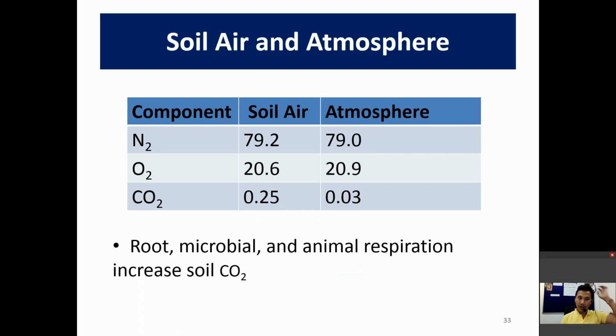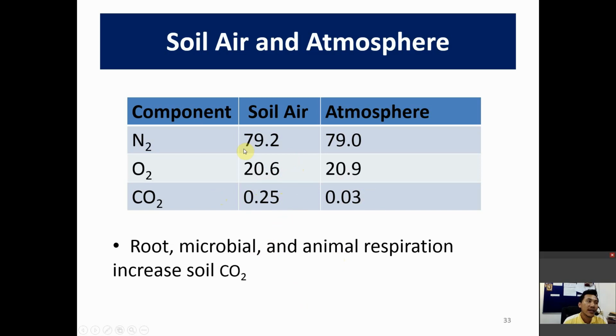Here is the soil air component. You will see that you have nitrogen, oxygen, and carbon dioxide with different numbers comparing soil air and the atmosphere. You can see that the numbers are almost the same, but nitrogen in the soil is a little bit higher than in the atmosphere, whereas oxygen is a little bit lower in soil, and carbon dioxide is way higher in soil compared to the atmosphere. Now let's look at the reason why it's like that.